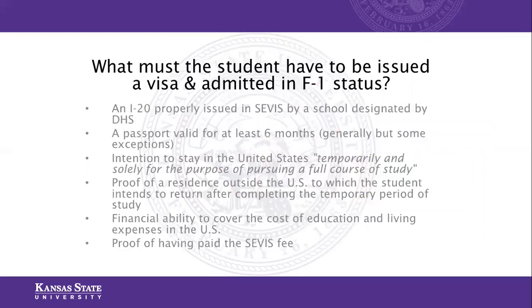So when you are planning on arriving to the US, this is also extremely related to the visa interview. You have to have the I-20 that's been issued by a school designated by DHS, which means Department of Homeland Security, which is our federal agency that oversees student and exchange visitor programs. When you come into the US, you need to have a passport valid for at least 6 months. Your passport probably at this point is valid for many years, but just check it and make sure.